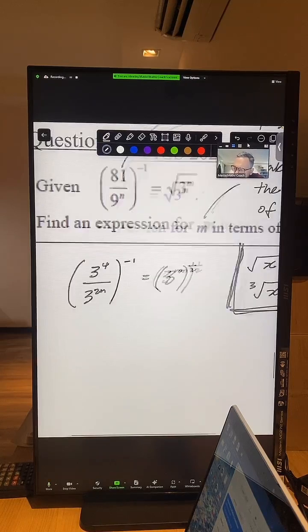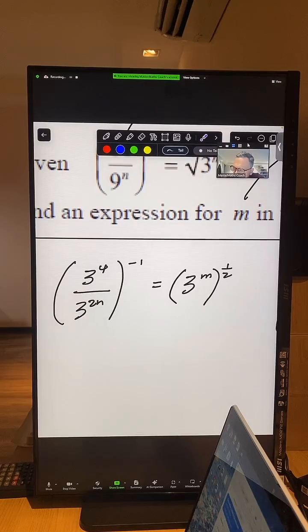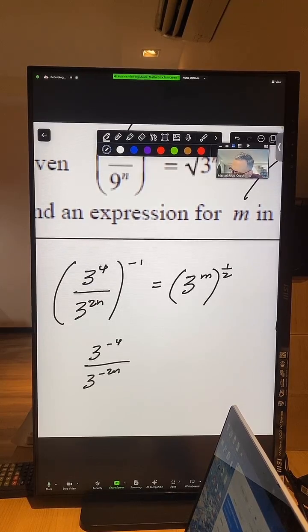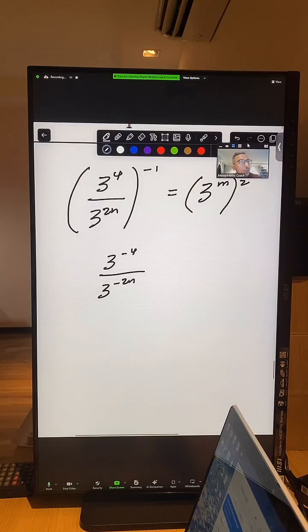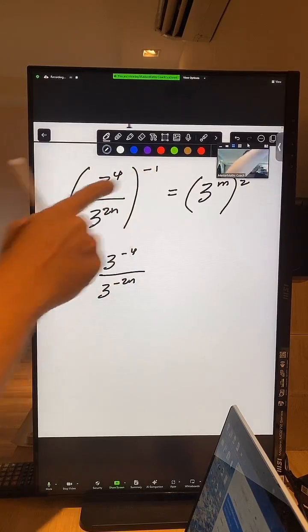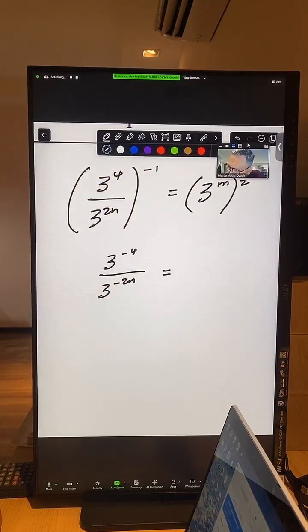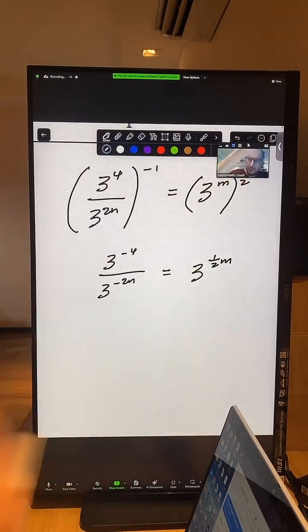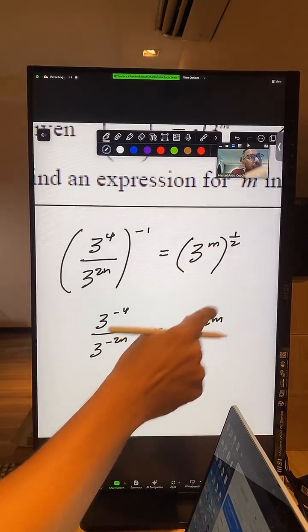Okay guys, so what am I going to do here? You have a power minus 1 outside here. So this power minus 1, you're going to multiply with the power inside. So you get 3 to the power minus 4 over 3 to the power of negative 2n. Okay, so we open up the bracket. We multiply in the indices. And then on the right hand side will be 3 to the power of half m, because m times half will give me half m.